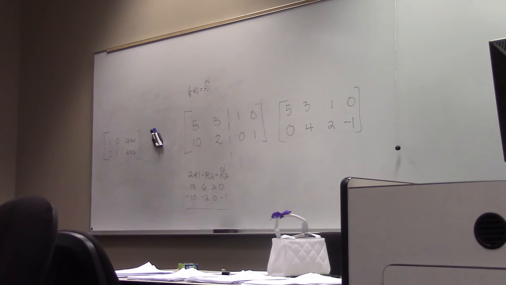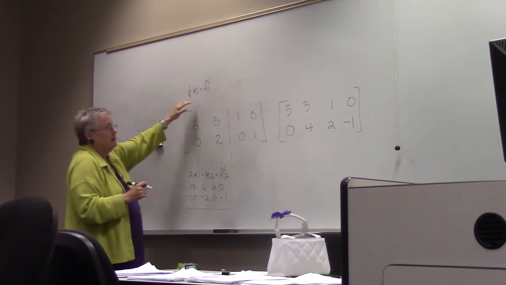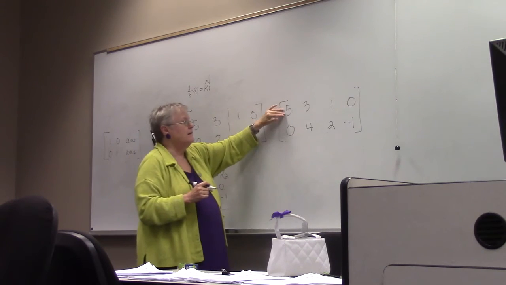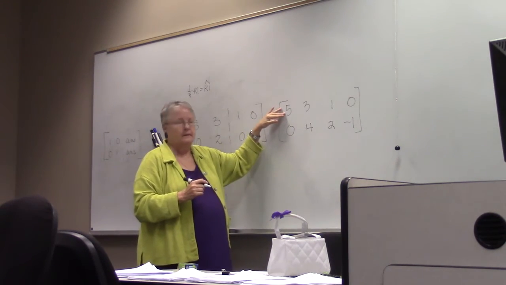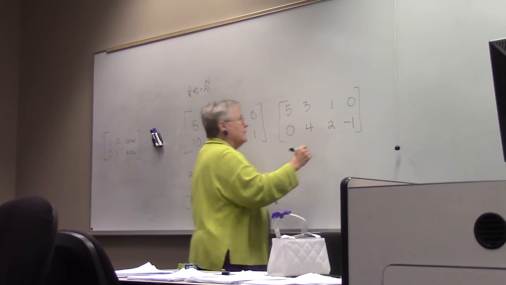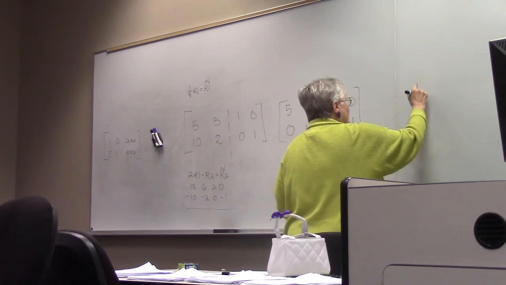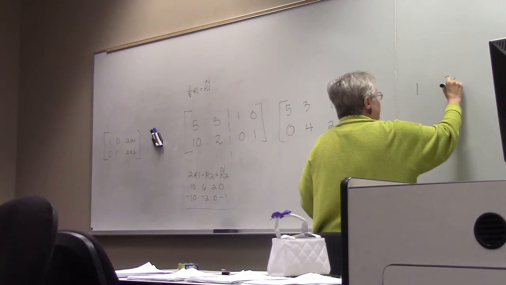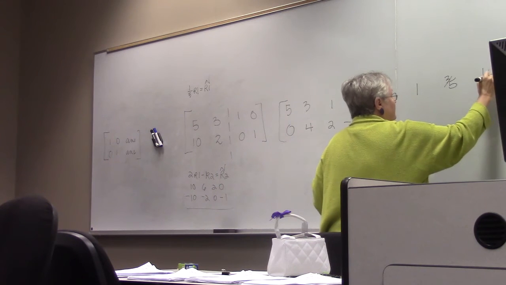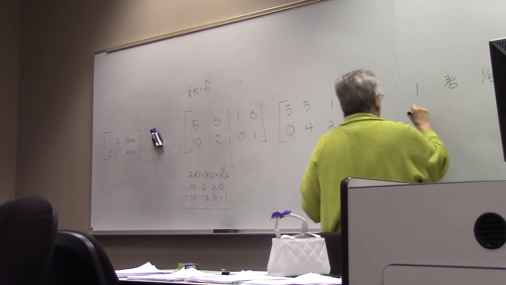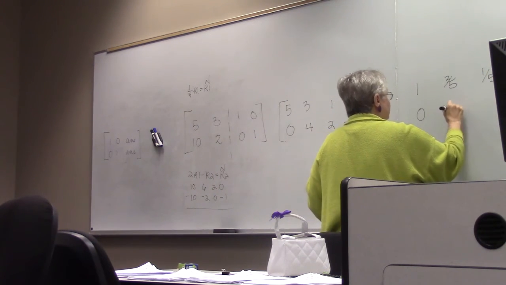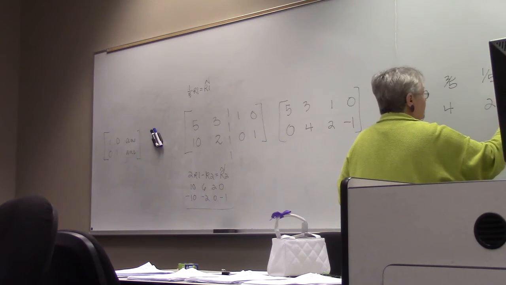Okay, so what's my next step? Maybe 1/5 row 1 to make it 1. I really, really want a 1 there. I don't want a 5 there. So I'm going to write 1, 3/5, 1/5, 0, and 0, 4, 2, minus 1.